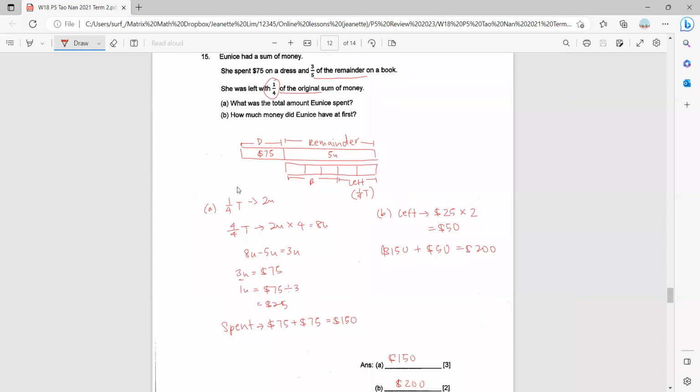All right, with that, that's the end of Tao Nan 2021 weighted assessment.